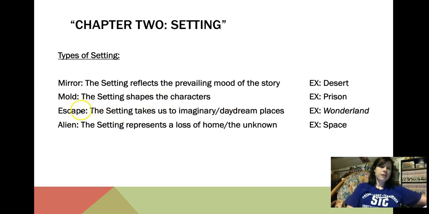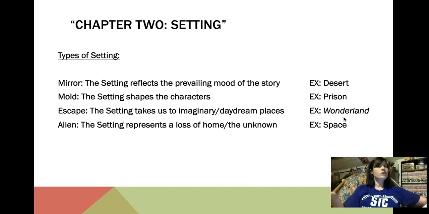That's what that is. Escape setting is where we are taken away to an imaginary or dreamlike place. My favorite example of that would be Alice in Wonderland, because the whole point is that Alice is living a humdrum Victorian life, and she's very constrained by the way society has dictated how she should act. And then in Wonderland, there are no rules, no dictation, no Victorian society. So it's an escape for her. And there are a lot of stories that use the escape setting to challenge societal conventions or notions of how we should think, act, and exist.